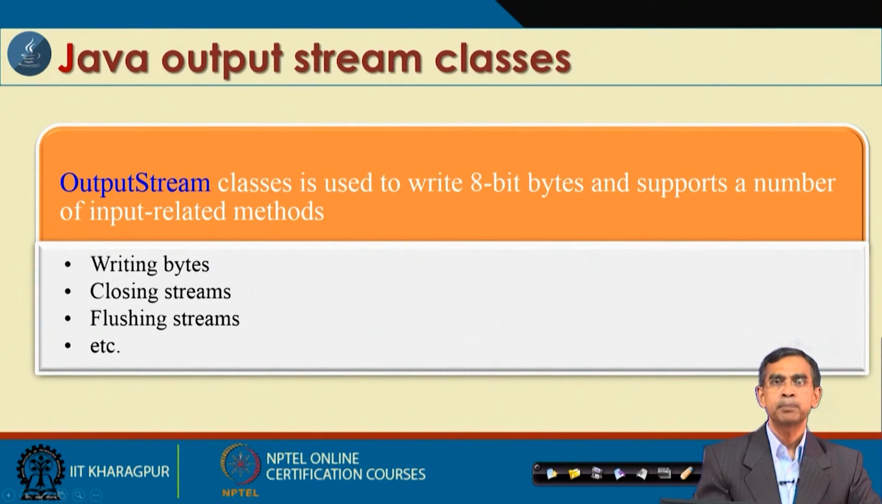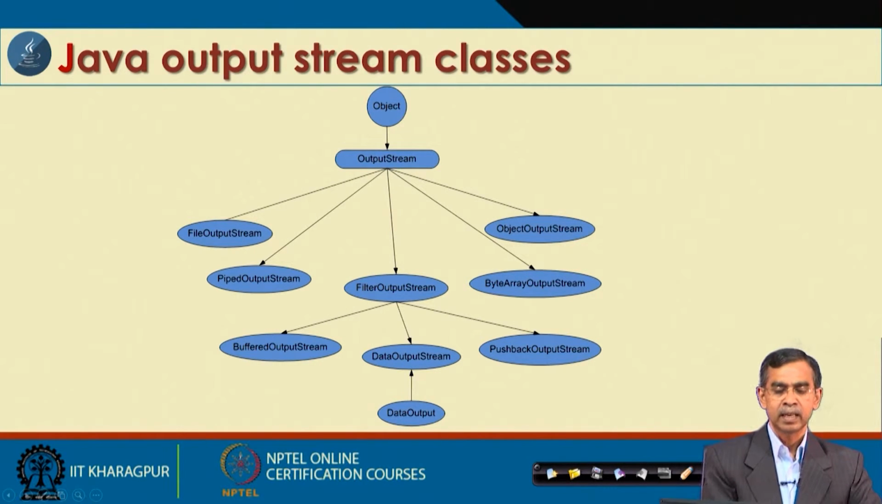Like the input stream, it also has many methods. One particular class belonging to the Java output stream is called file output stream, and then there are piped output stream, buffered output stream, and filter output stream. If we consider filter output stream, there are again varieties: data output stream, pushback output stream, and so on. So, it is like this: from different sources to different destinations, how we can put data into them. That is why it is there.